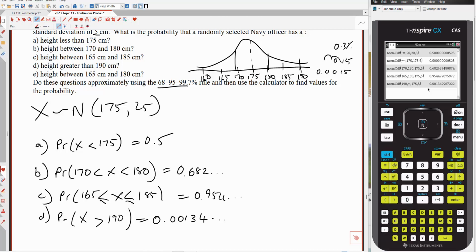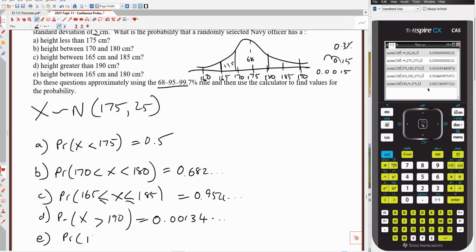Okay, a height between 165 and 180. So here's 165 and here's 180. So that's going to be 68, and 95 remove 68 is going to be, what is that, 27. So this is going to be 13.5 and 68. So what we're going to get here is roughly a probability of 68, 78, 81, 0.81 or something like that. All right, so let's do that.